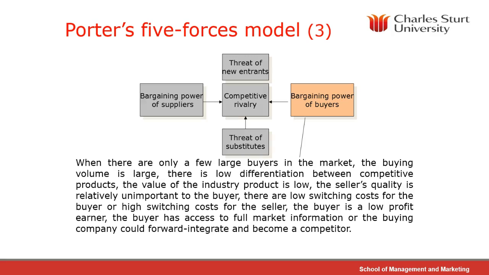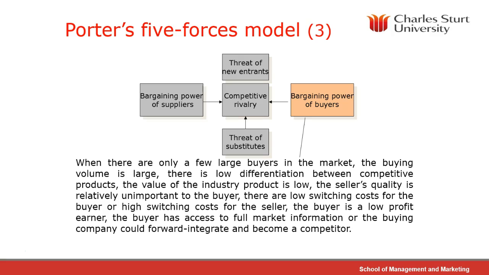Bargaining power of buyers, we've got a few large buyers, the buying volume is large and so on, as you can see down here. This really impacts negatively on the competitive forces within the industry. The buyer has full market information, the buyer company could forward integrate and become a competitor. So buyers, for example, retailers have strong bargaining power in Australia because of their concentration. They have the threat of forward integrating.